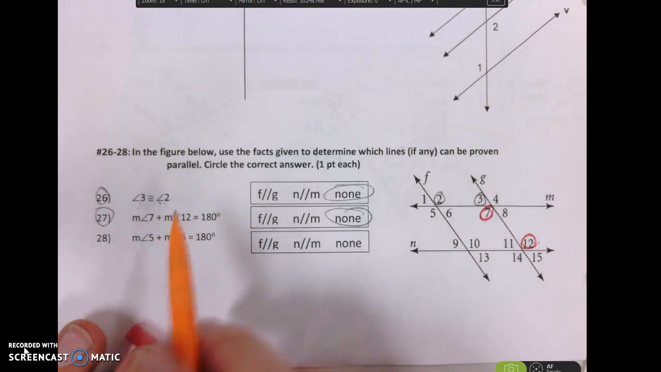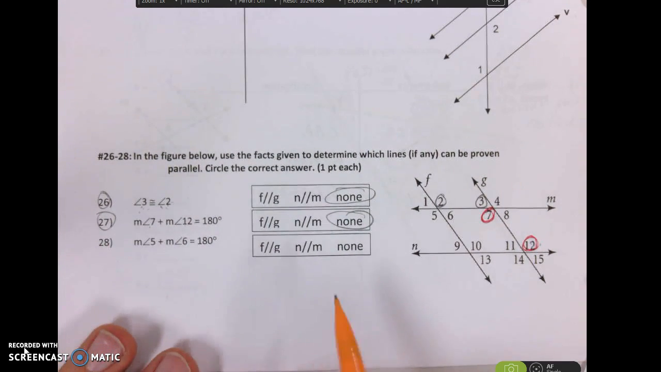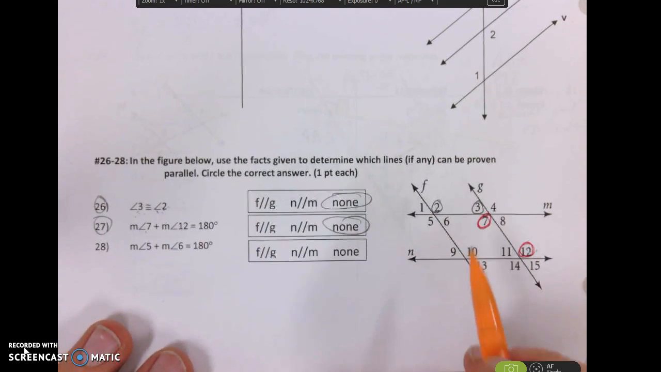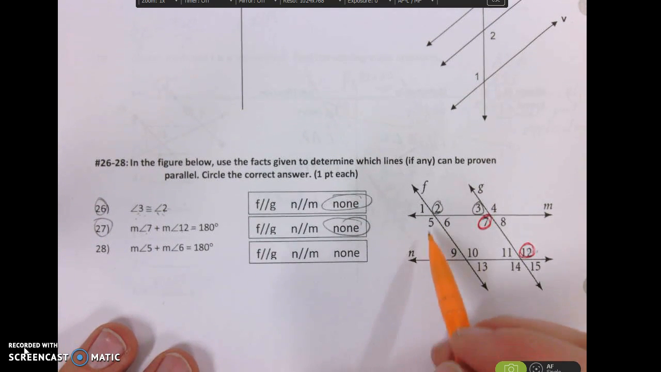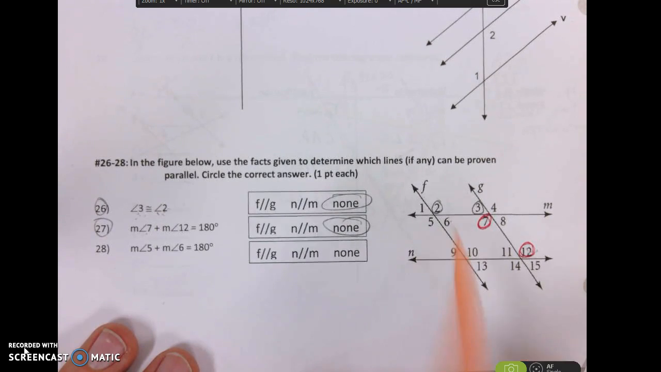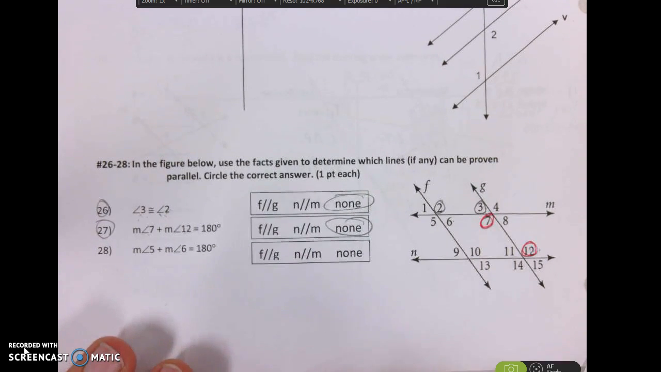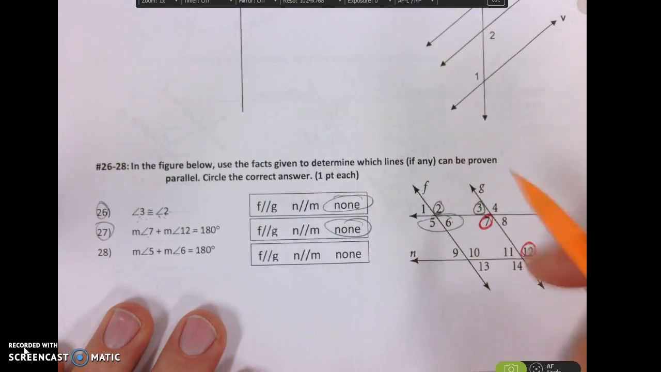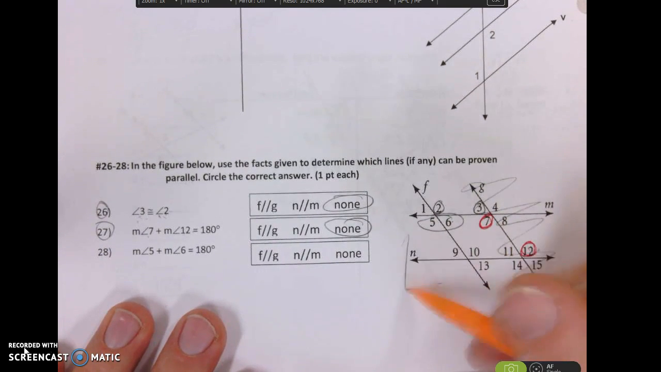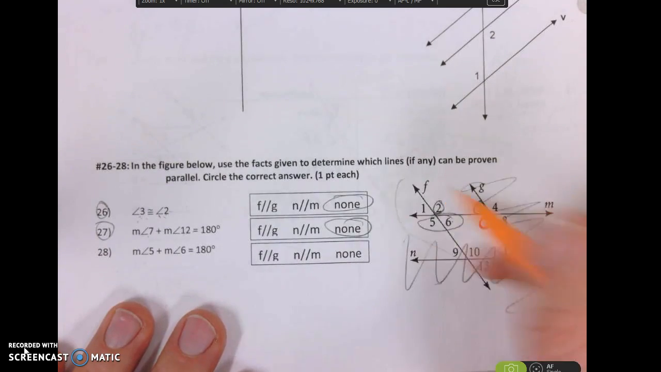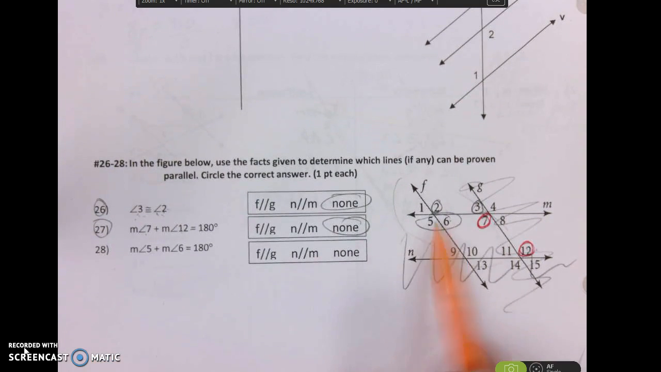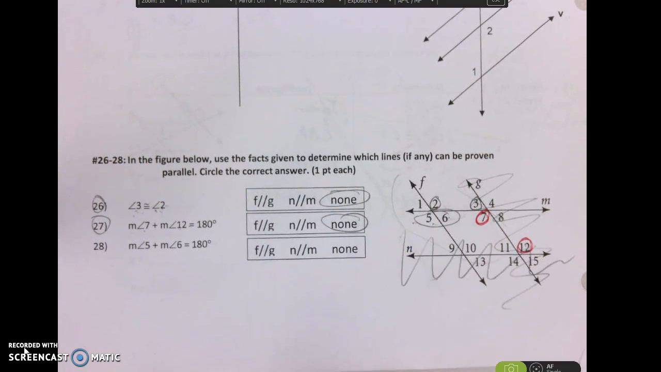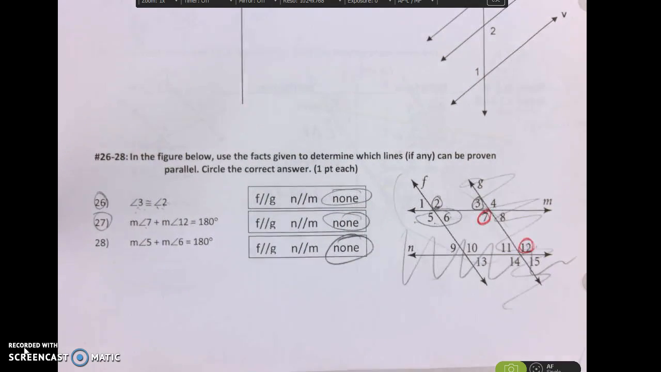So for the heck of it, if you listen to this long, I'm going to do number 28 with you too. This is angle 5 and angle 6 equals 180. And now angle 5 and angle 6 is a linear pair, so it doesn't involve any of this, doesn't involve any of this. It only involves line F. So because they're just linear paired, it doesn't involve two parallel lines. Holy cow, this is another none.